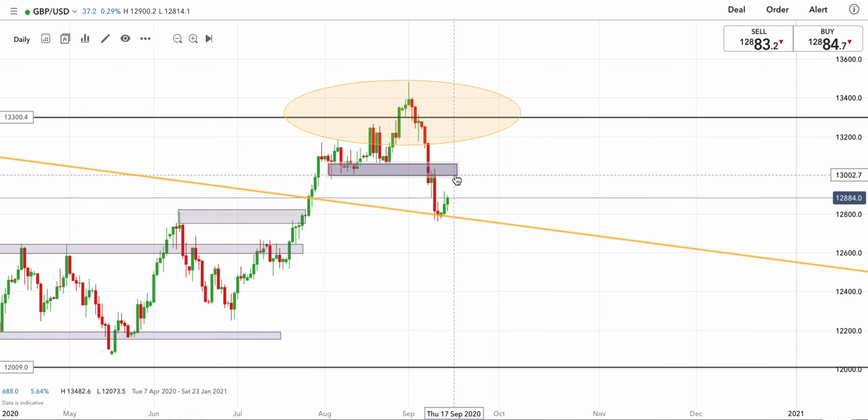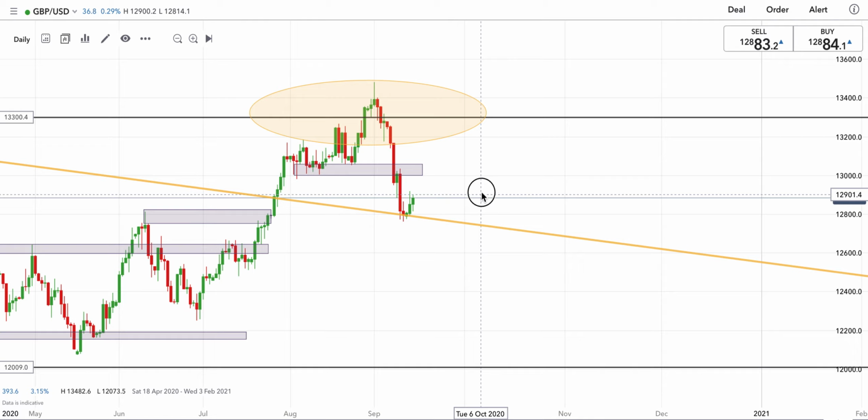So target 1, 130, target 2, 132, and obviously if we can get back to 133 and above, then that's fantastic for you guys that are importing, looking to make payments, and possibly looking to protect with hedging by fixing your import costs.